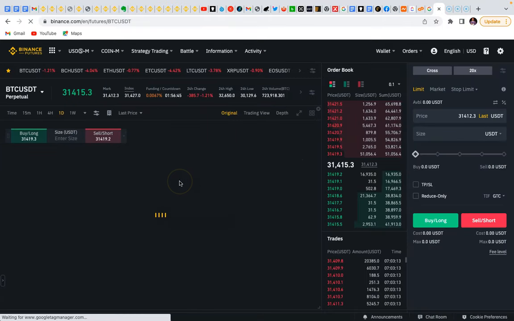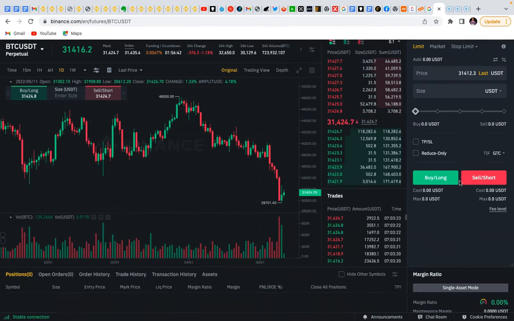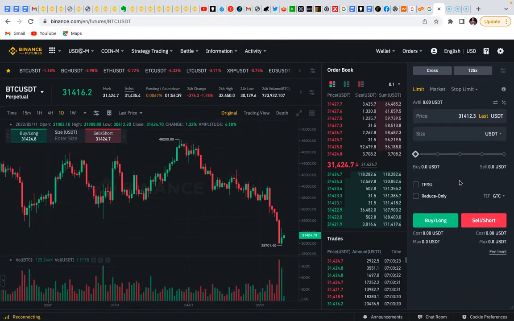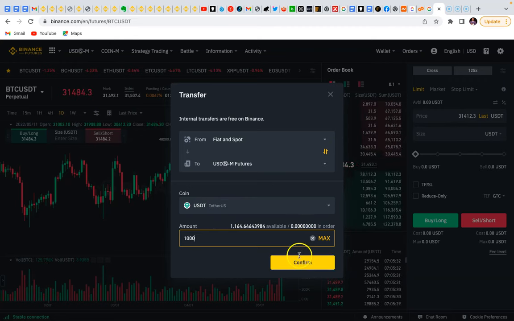Once you have done this, the next thing you want to do is to transfer money from your spot wallet to your futures wallet. I'm going to transfer USDT from my spot wallet to my futures wallet. To do that, I click here. I'm going to do a video that shows this full process on mobile. So I'm going to transfer some USDT from my fiat or spot wallet to my futures wallet.